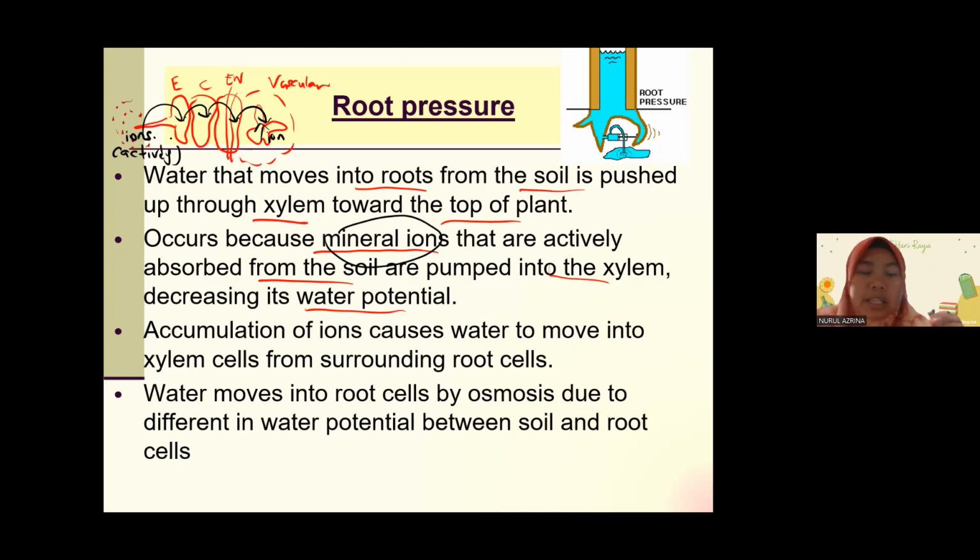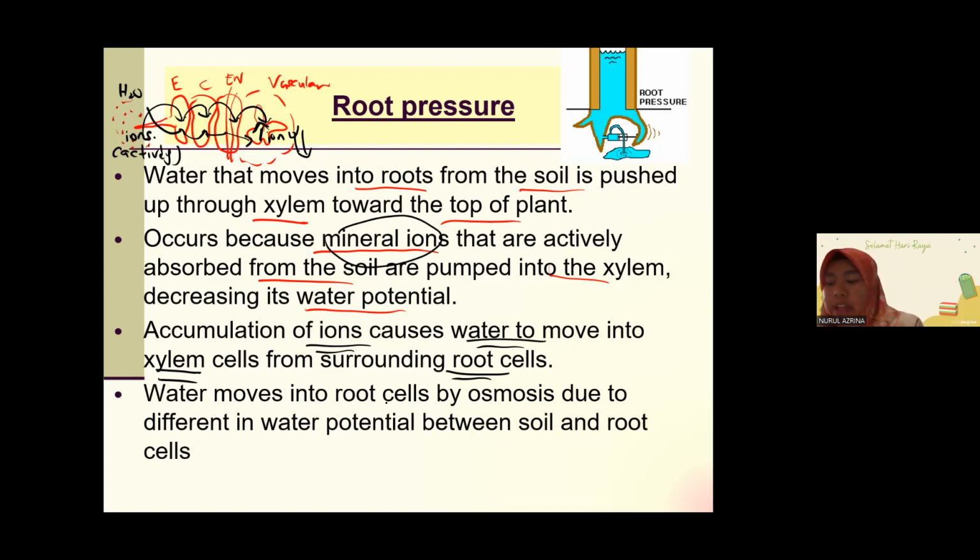So the active pumping or transportation of ions from the soil into the xylem will decrease the water potential inside the xylem. So high concentration of ions means lower water potential inside the xylem. Accumulation of ions will cause water to move into the xylem from the surrounding root cells. So when there is low water potential inside the xylem, water from the root cells will be absorbed by osmosis. And that is how water is transported from the soil into the root vascular tissue.